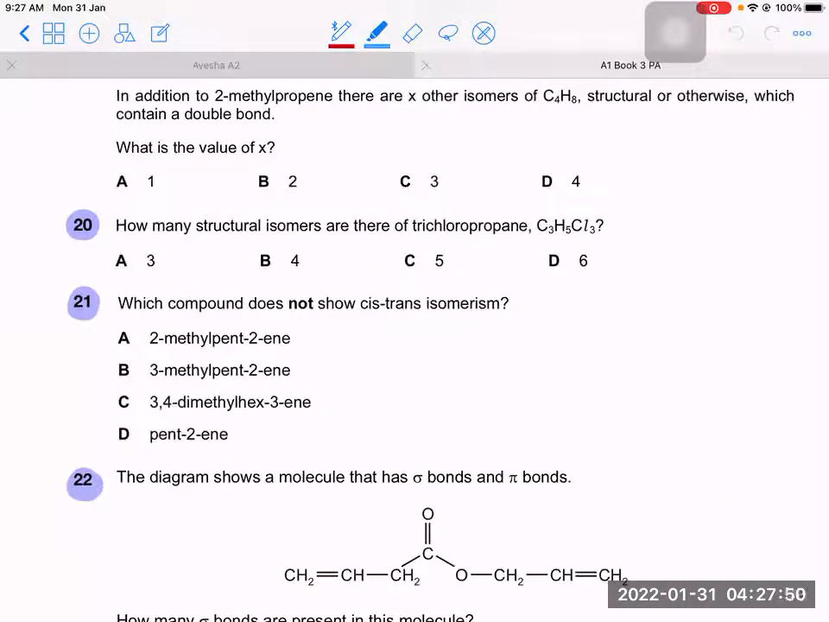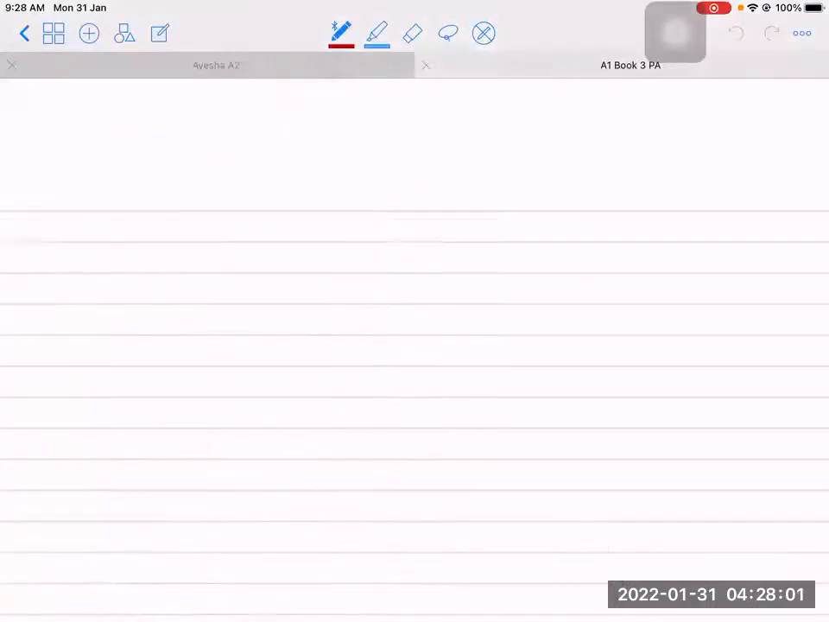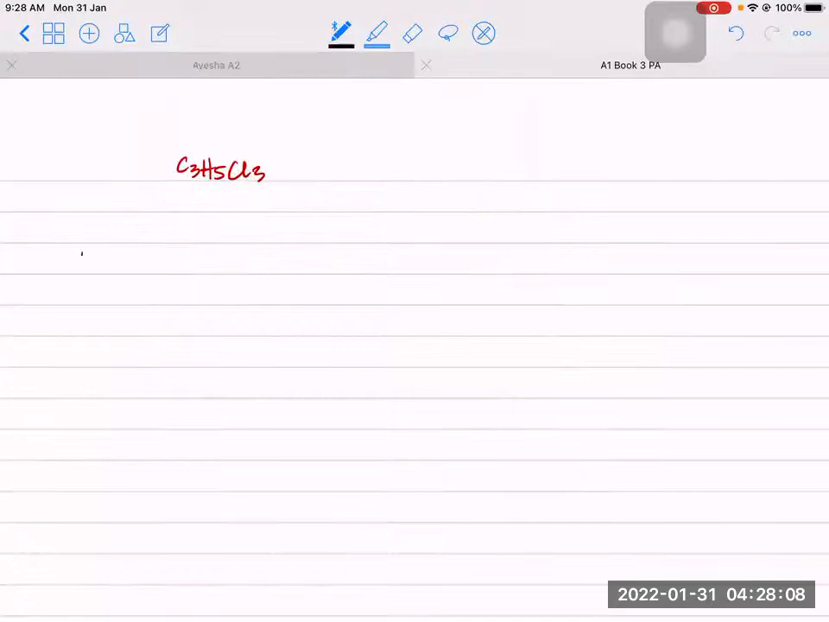How many structural isomers are there for trichloropropane? So you have a 3-carbon trichloropropane. Let's see the number of structural isomers. So let's see. C3H5Cl3. How many structural isomers? So you can have no chain isomers here. Why? Because trichloropropane, propane will be the longest chain. You can't have a chain of ethane and CH3 as a side chain. Yes? It will again become a 3-carbon propane.